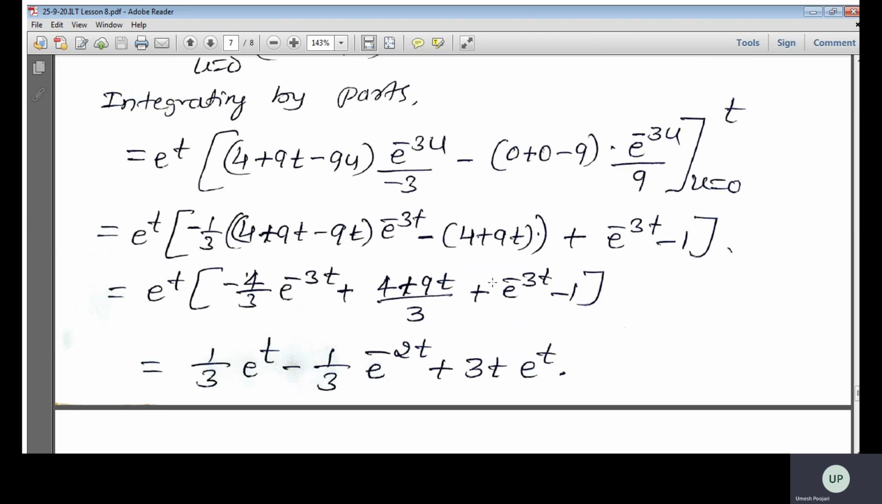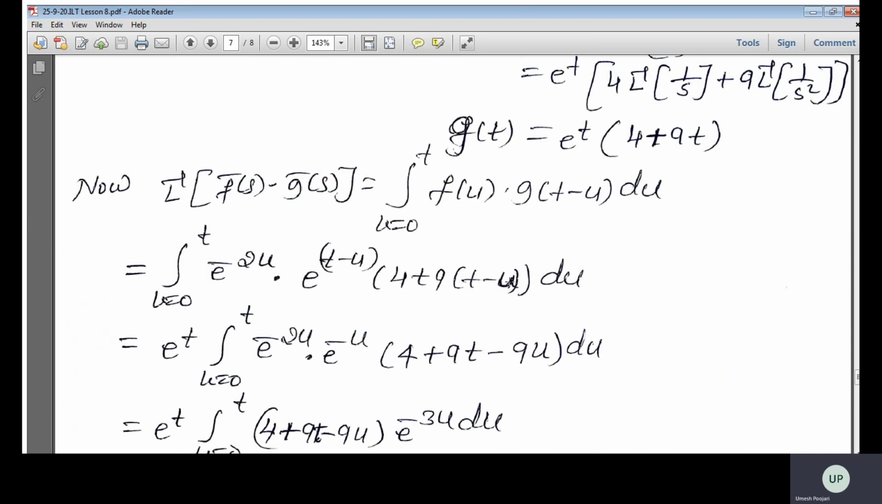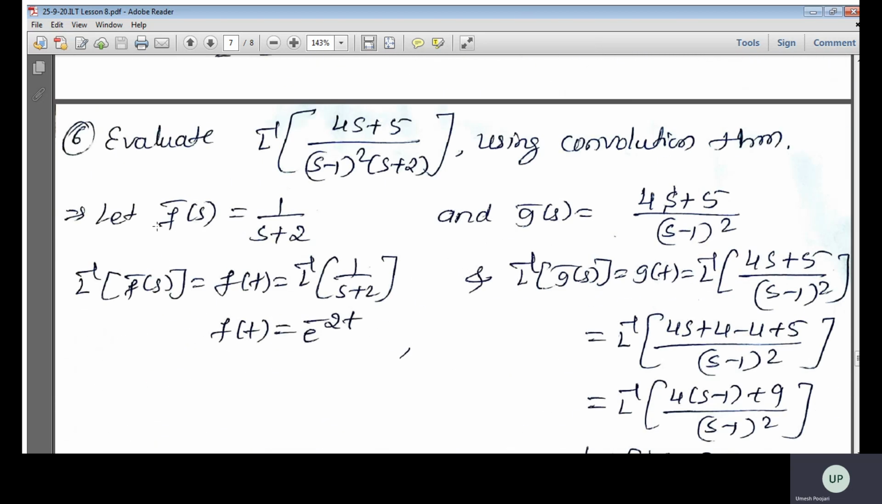So one advantage of this method, we can solve any type of example, but you should understand how to select this f bar and g bar. So here, as I told you, you can take this 4s plus 5 this side also, but it will be a bit difficult to find L inverse. It will take some more steps to find L inverse, but that is also correct. Similarly, you can take f bar of s as (4s plus 5) divided by (s minus 1) whole square, and g bar of s as 1 by s plus 2.